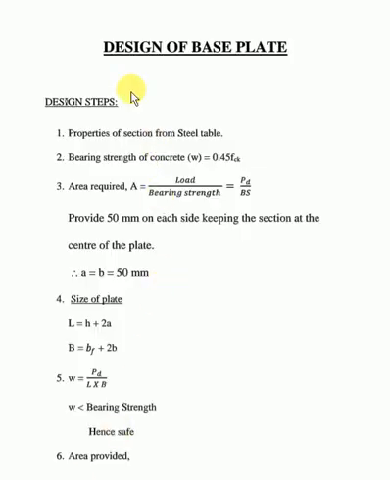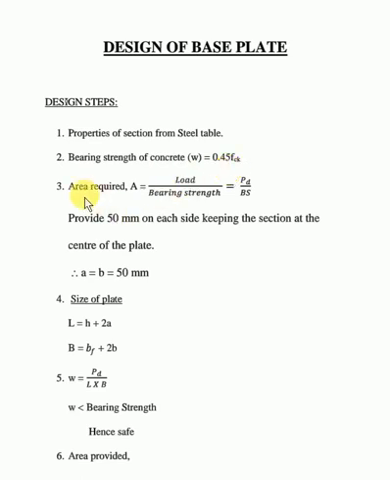In this session, we will discuss the design of base plate. Let's first see the design steps. In step 1, we have the properties of the section from the steel table. In step 2, we find out the bearing strength of concrete, represented by W, which is equal to 0.45 FCK.